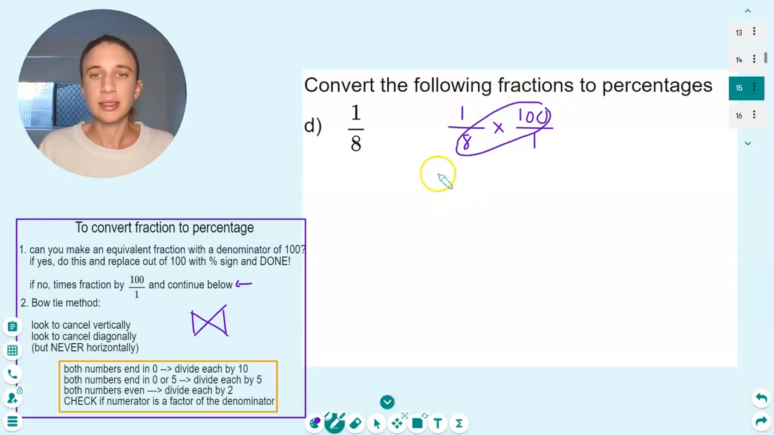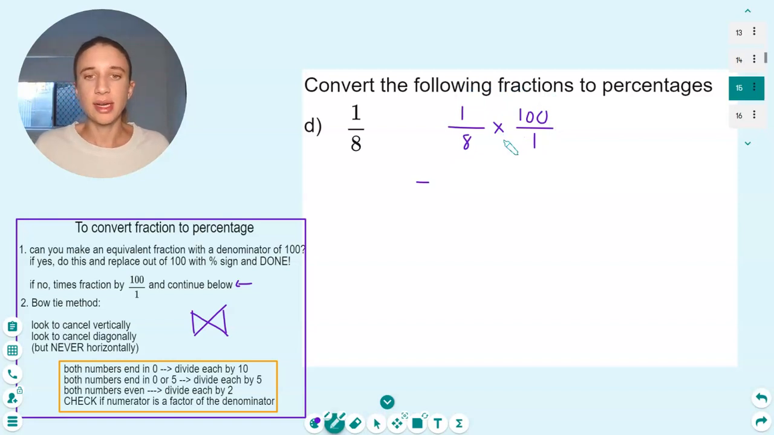What about here? I can because they're even numbers, right? 1 and 8 are even numbers. So we can divide those by 2, each of those numbers, looking at that diagonal. So we can divide that one by 2 and we can divide this one by 2. So let's look at it. 8 divided by 2 is 4. 100 divided by 2 is 50.